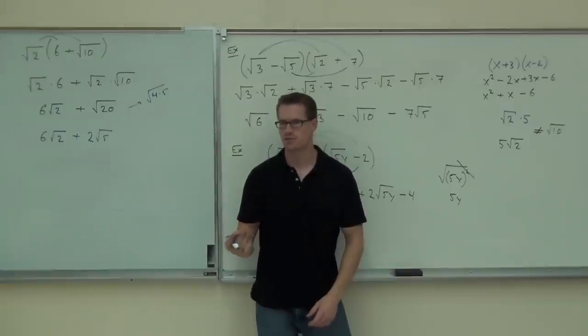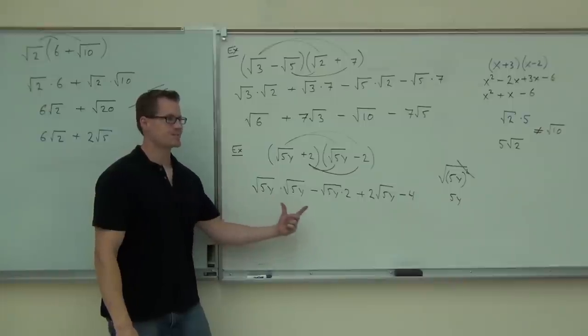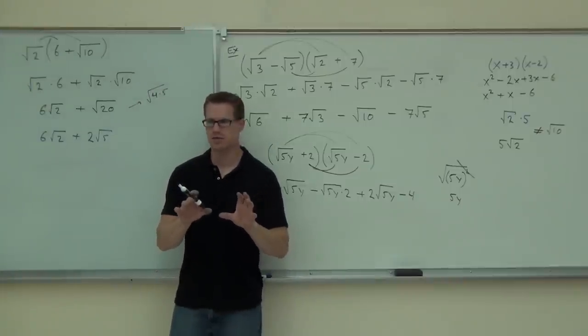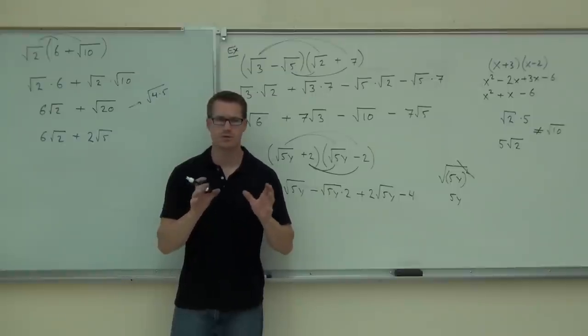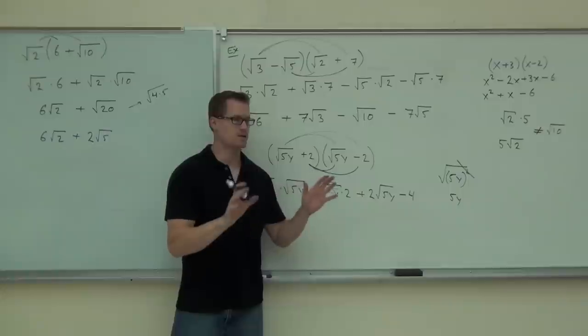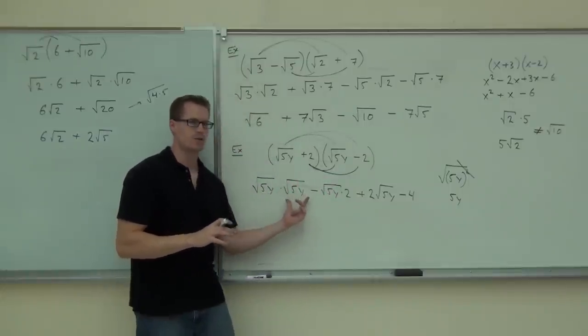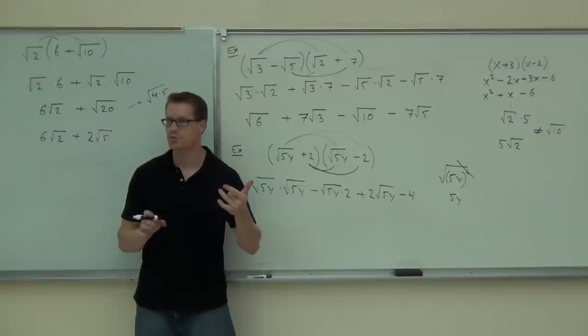Here's an important concept for you. Whenever you multiply a square root times itself, and I have to make this real clear, just pay attention for a second, this does not work for the cube root. It doesn't work with a fourth root, or a fifth root, or a sixth root, or any other type of root, but for a square root, if you multiply a square root times itself, here's what's going to happen.